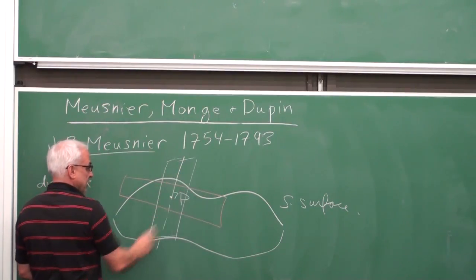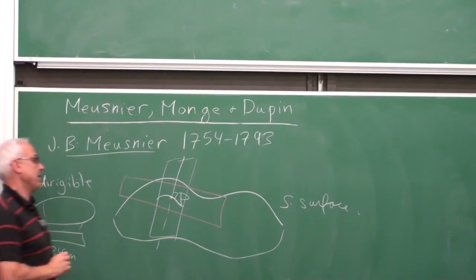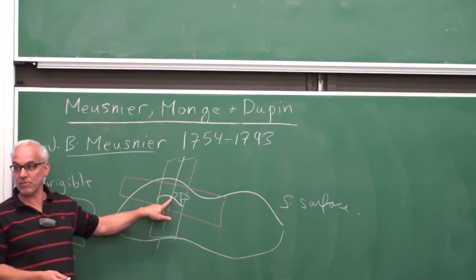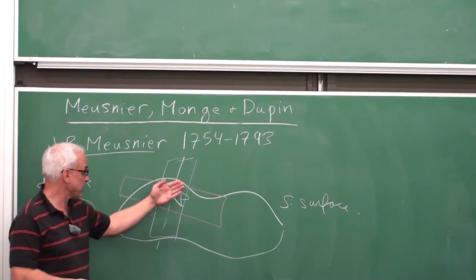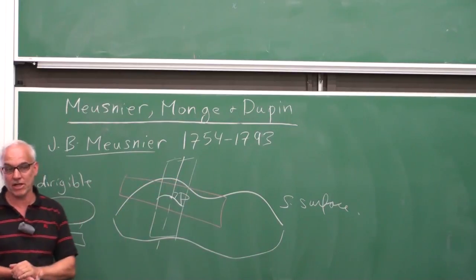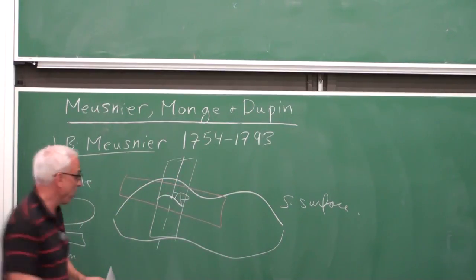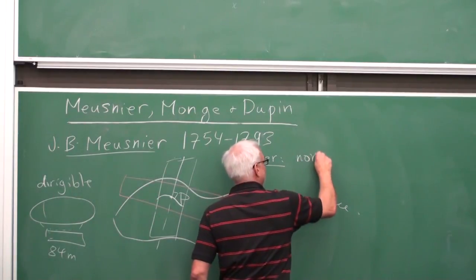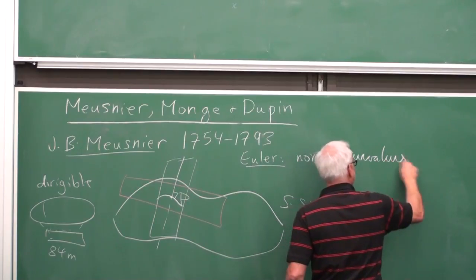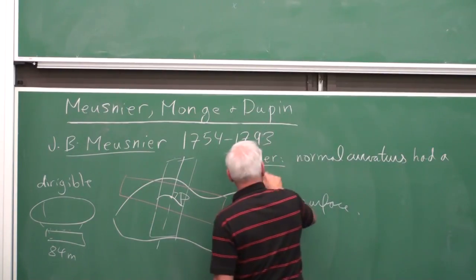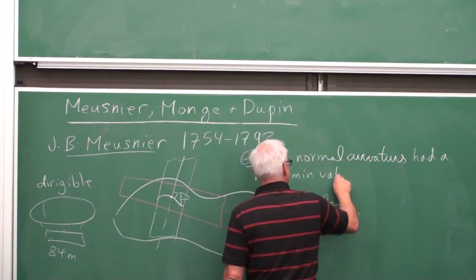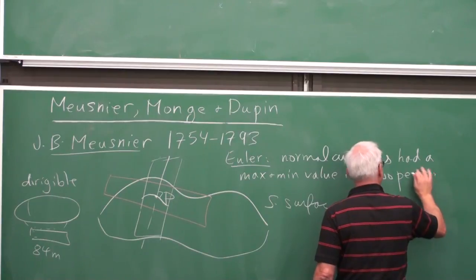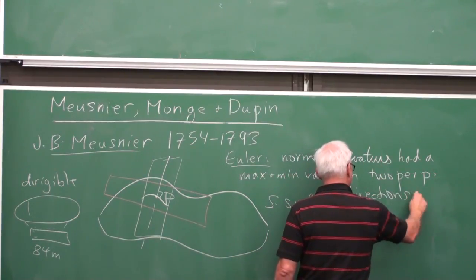Take a plane like this that contains the axis, and it will slice the surface in a certain planar curve. And we saw that if we looked at the curvatures of these planar curves, as the normal section moved around, there was a rather predictable way in which those normal curvatures moved around. So Euler had established that these normal curvatures had a maximum and a minimum value in two perpendicular directions, which are called the principal directions.